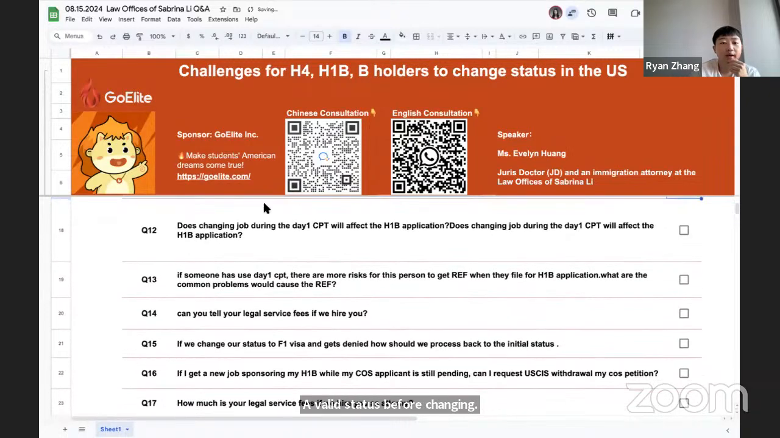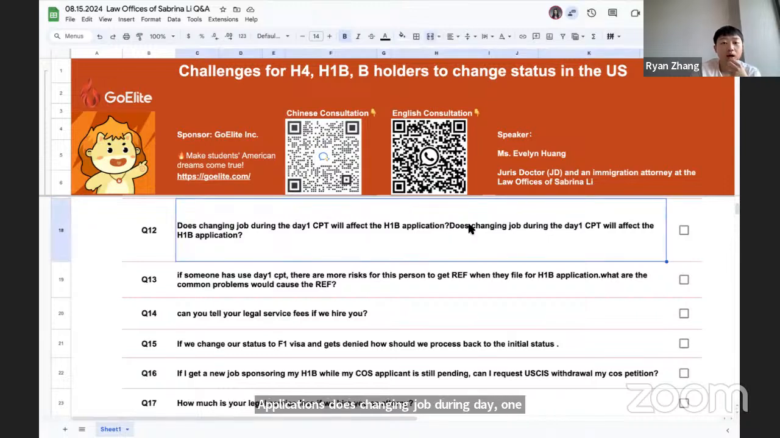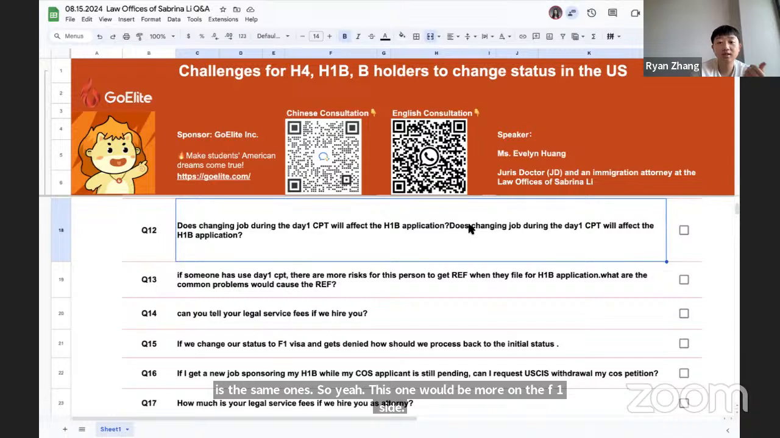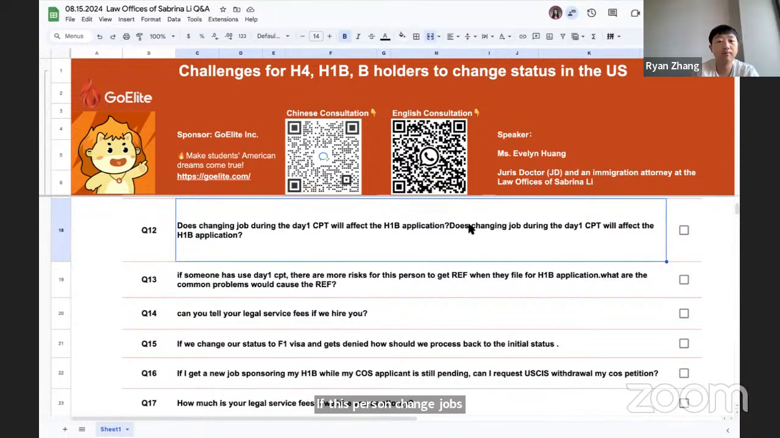For sure. Thank you, Evelyn. And let's move on. Does changing jobs during day one CPT affect my H1B application? This one would be more on the F1 side: if this person changed jobs while he or she is applying for H1B, what would happen?